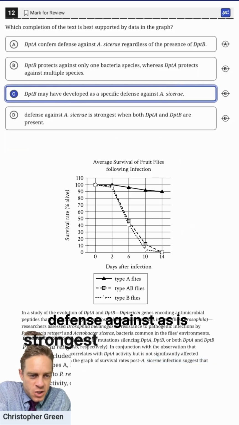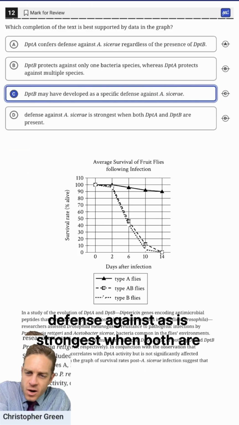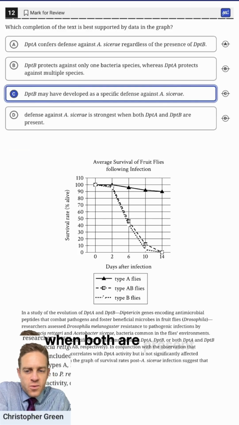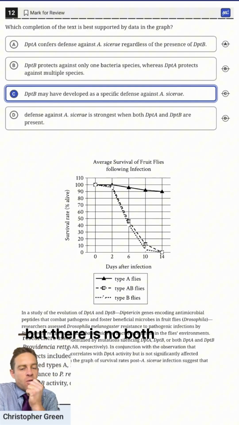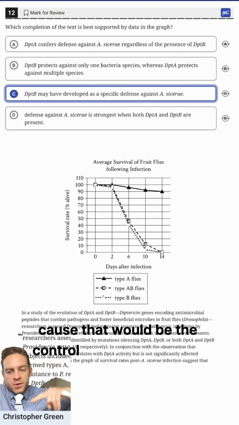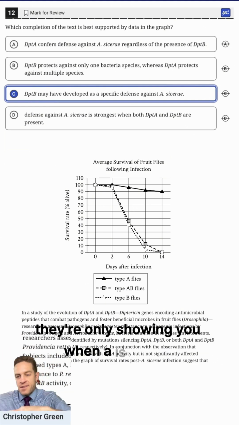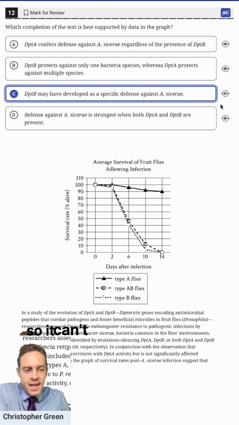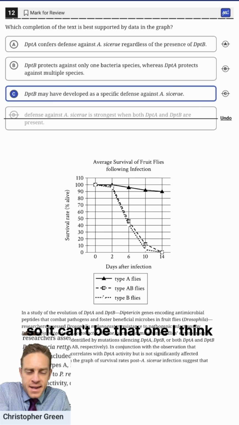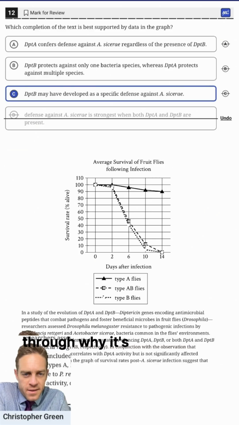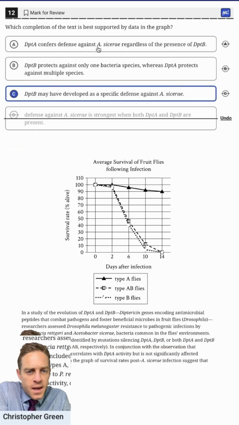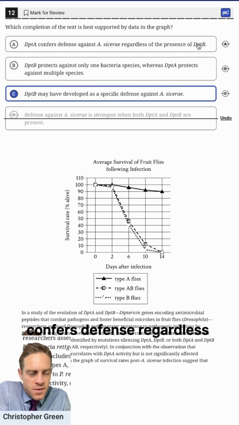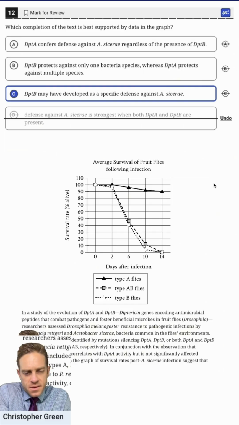Defense against AS is strongest when both are present. But there is no both present, right? Because that would be the control that does not exist. They're only showing you when A is absent, when they're both absent, or when B is absent. So it can't be that one. I think it's C, and I'm going to try to talk through why it's not the first couple. Confers defense regardless of the presence of... It's definitely not that one.